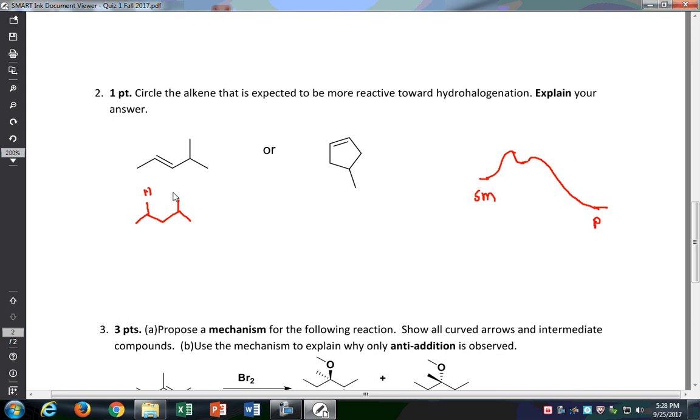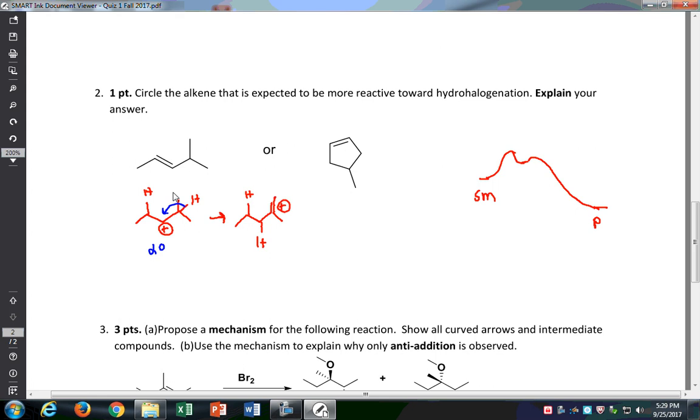So looking at the first example, neither of those two carbons is more or less substituted. But if this carbocation forms, I have the ability to have a rearrangement. That's a secondary carbocation, and a rearrangement would form the more stable tertiary carbocation.